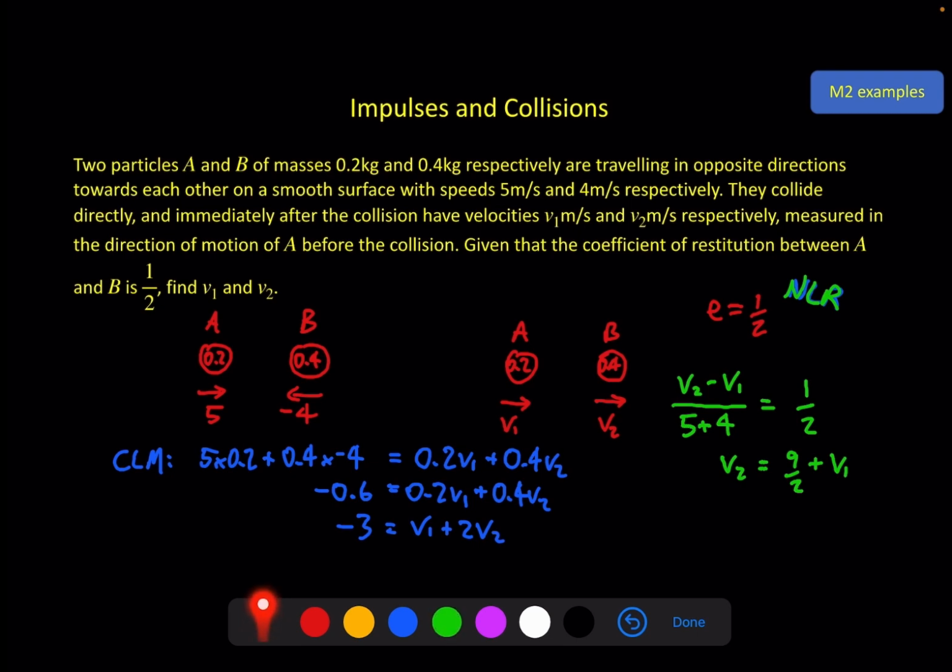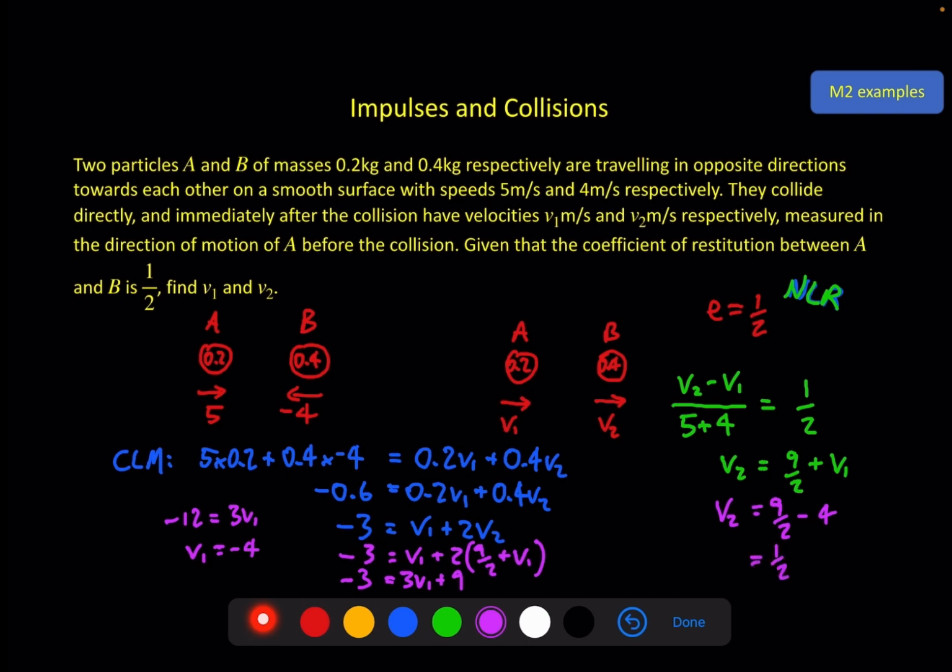I'm going to put this one into this equation by substituting out v2 for this expression. So minus 3 is equal to v1 plus 2 lots of 9 over 2 plus v1. That gives me 3v1 plus 9. Minus 3 minus 9, so we get minus 12 on the left, equals 3v1, so v1 is equal to minus 4. Putting that back into this equation here, v2 is equal to 9 over 2 minus 4. v2 is equal to 1/2.